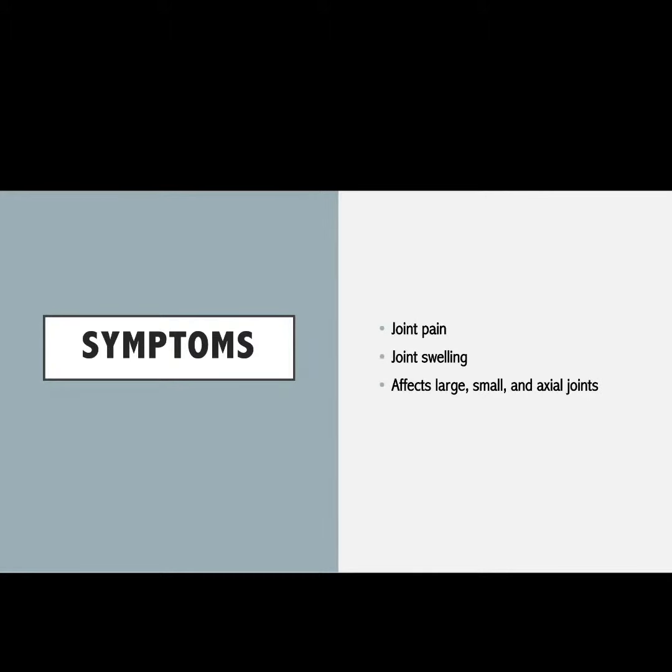So what's happening in the body? There's joint pain and joint swelling. It typically affects the large, small, and axial joints. PSRA most commonly occurs in the joints of the hips and in the joints of the knees.